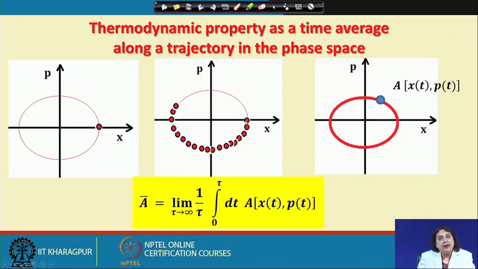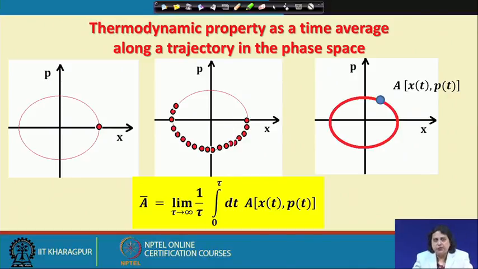Therefore, a time average obtained starting from here up to here is not going to be a good estimate of the average. Rather, if I can collect all such points all over the phase space, which is this ellipse in this case, the constant energy surface, by waiting for a very large time, I will have an accurate representation of A bar, or the time average property of the system.